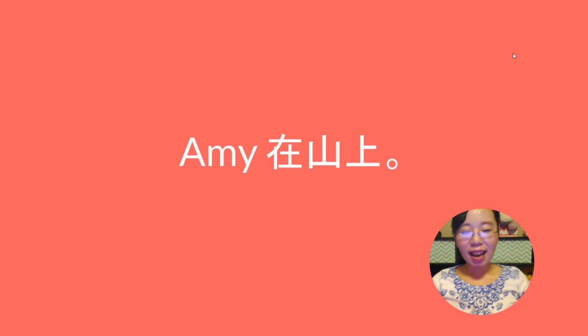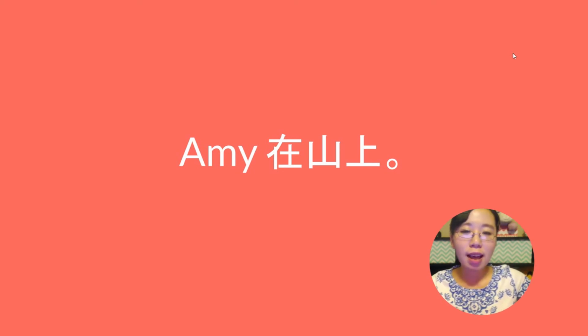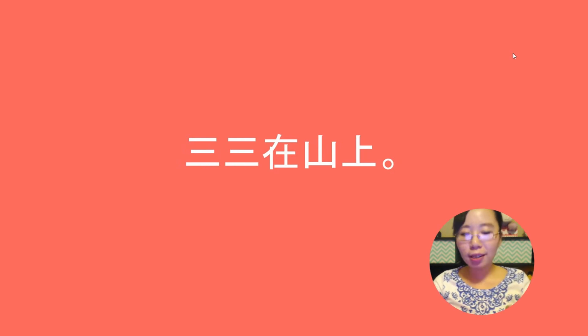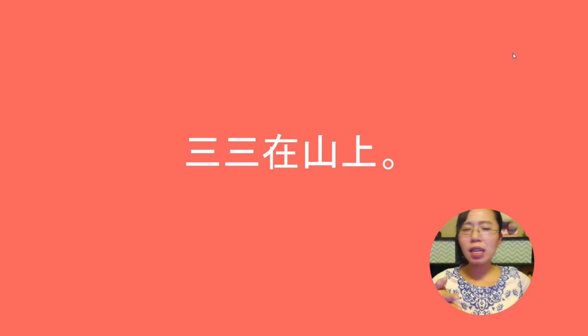So 在山上. And now we have the sentence from the beginning of the lesson. Amy 在山上. And what does that mean? So that means Amy is at top of the mountain. If you have studied the characters from my previous character lessons, then you already learned the first 2 characters. And then now, can you read the entire sentence? That means whoever that person is, that's his or her name, at mountain top.